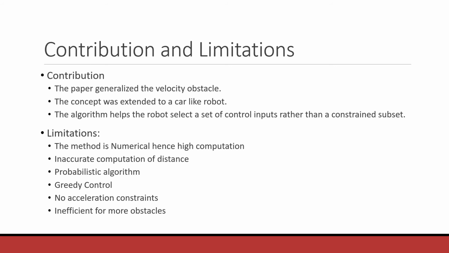Also, the control method which they have used in the paper is a very greedy control method. Hence, the robot can easily get stuck in a local minimum. And most importantly, the acceleration constraints are not considered. Hence, basically, the robot can instantaneously change its velocity at a given time.